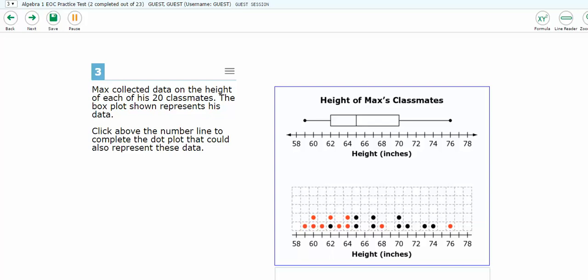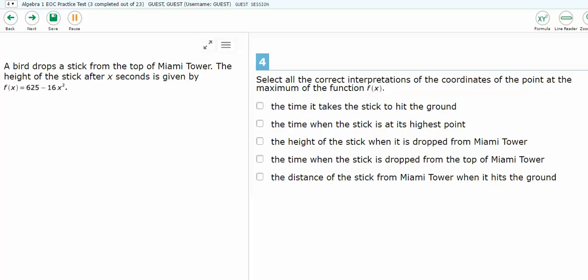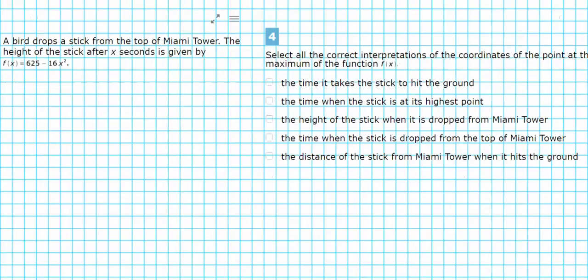All right, let's take a look at question number 4. We have this paragraph here that we have to read. It reads, a bird drops a stick from the top of the Miami Tower. The height of the stick after x seconds is given by the function f of x equals 625 minus 16x squared. Select all the correct interpretations of the coordinates of the point at the maximum of the function f of x. Okay, so we have to select all that apply here.